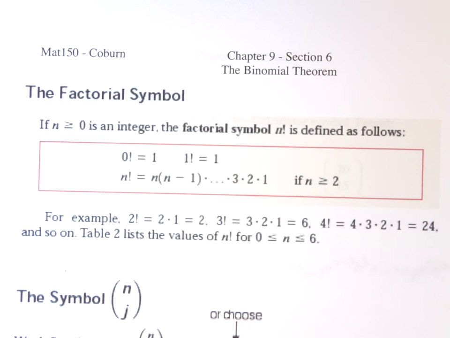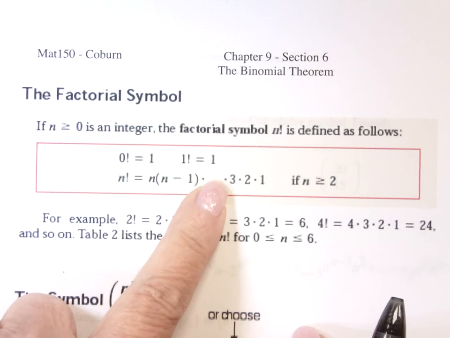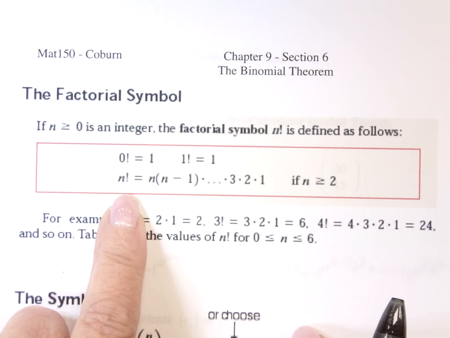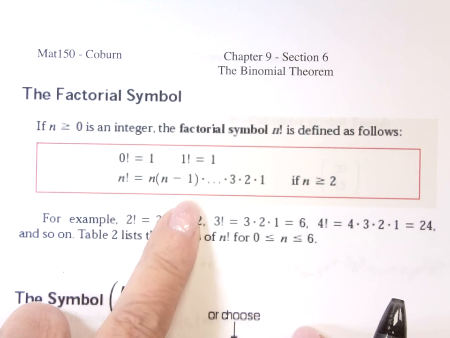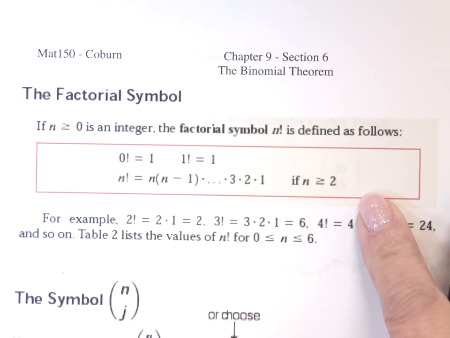This is the factorial symbol. If you're going to take statistics, you're going to run into factorial in the counting process. We're not going to do that part of it. But by definition, 0 factorial is 1, 1 factorial is 1, n factorial is n times n minus 1 times, and so on, for n greater than or equal to 2.